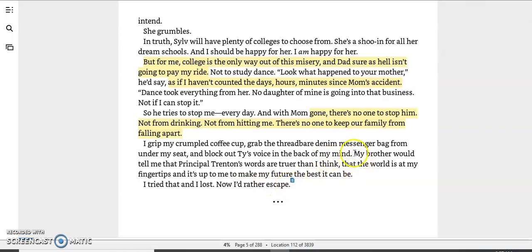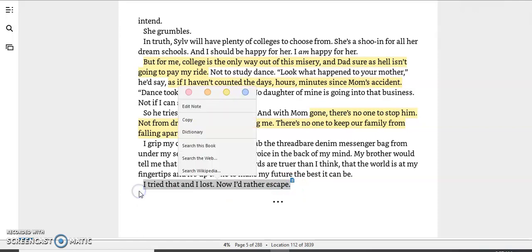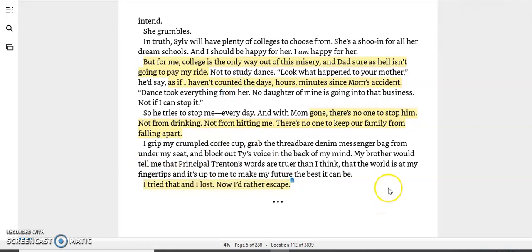All right, my brother would tell me that, this doesn't really give me direct evidence to how she's thinking, but her brother would tell her also that Trenton's words are true, that she can make the future the best that it can be. Like he would give her some support and make her feel better about things. But she says, I tried that and lost. Now I'd rather escape. All right. So I'm going to need a couple of these details to help me answer the question. Let's go back.